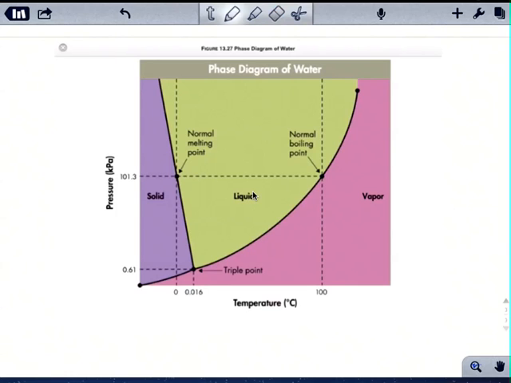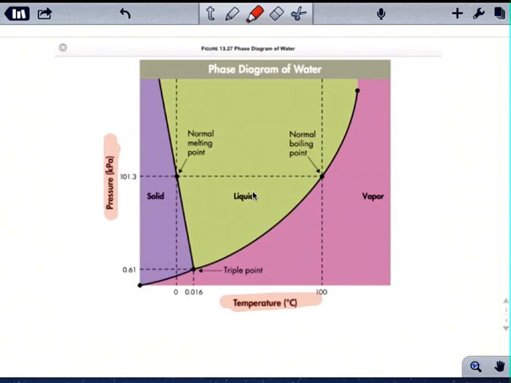Okay guys, what we are looking at right here is what we call a phase diagram. This is of water. This image is provided by Pearson's awesome iBook that I use. It's a great image. What this phase diagram does is show us the relationship between pressure and temperature in the states of matter.